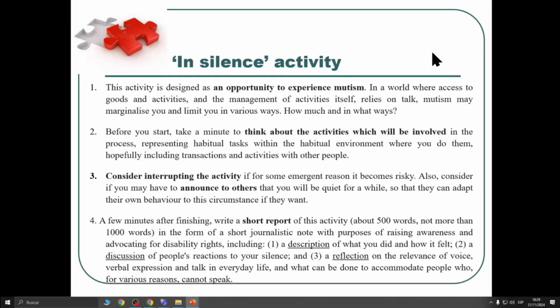A similar exercise, I call it in silence, and I'm just asking people to be quiet in social situations. One thing which is very common is that when you go silent, you discover that you are missing many opportunities, that power and control and management of activity is in the hands of those who talk.